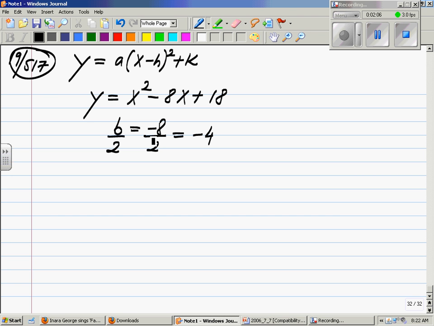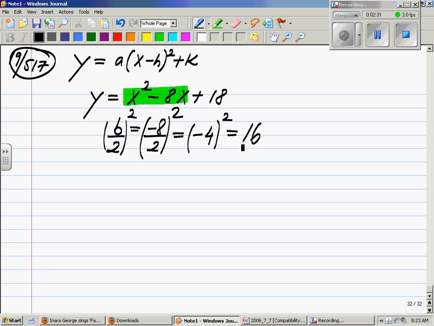Next step, you square everything, right? This b over 2 needs to be squared because that will tell me what I have to add to my x squared minus 8x to make it a perfect square. So it's negative 4 squared, which is 16.